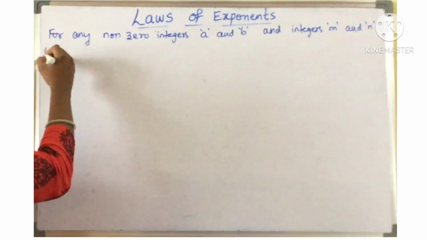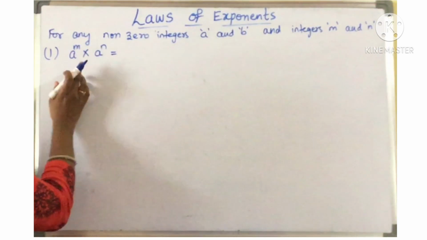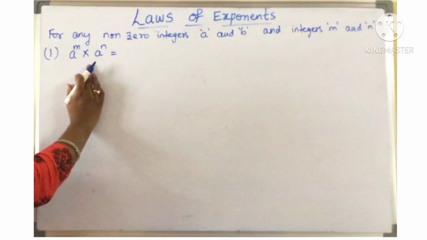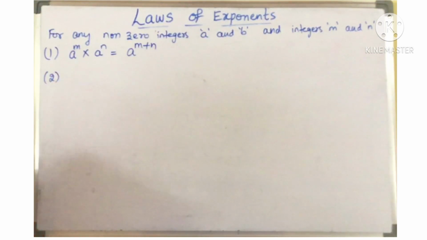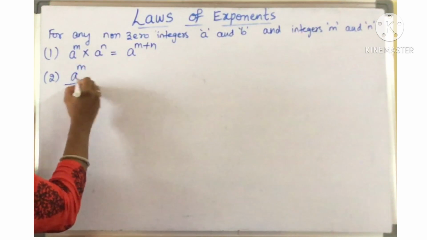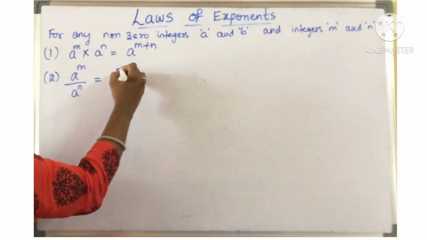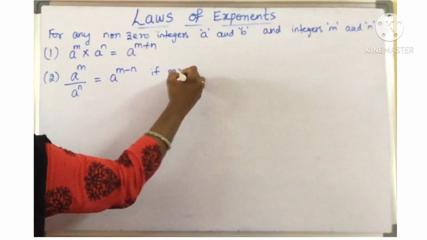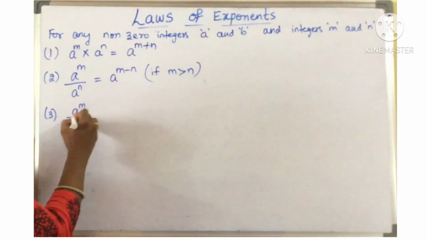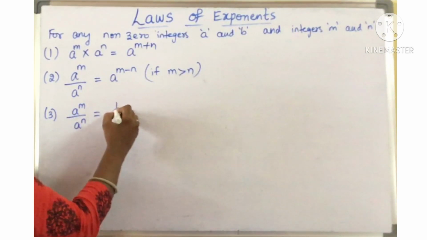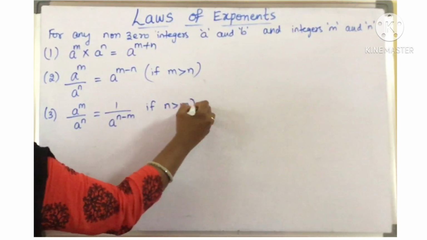Now, the first one we discuss is a to the power of m into a to the power of n. When the bases are equal and the multiplication symbol is there, the formula is a to the power of m plus n. And second one, a to the power of m by a to the power of n. Bases are equal and they are under division. So a to the power of m minus n if m is greater than n. This condition is important. Third one, same formula, a to the power of m by a to the power of n is 1 by a to the power of n minus m if n is greater than m.